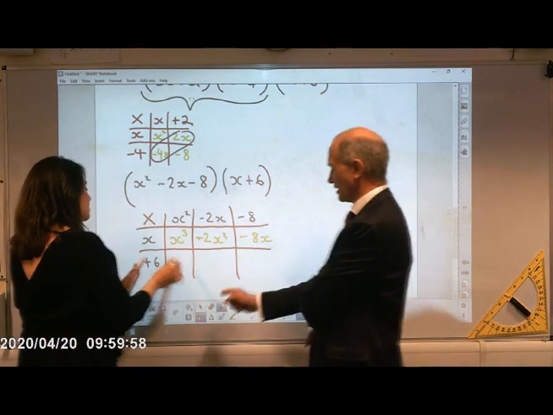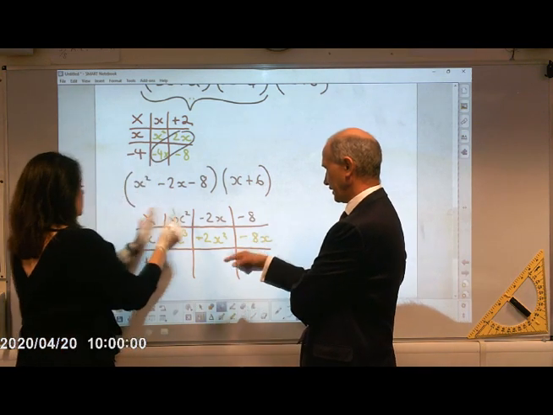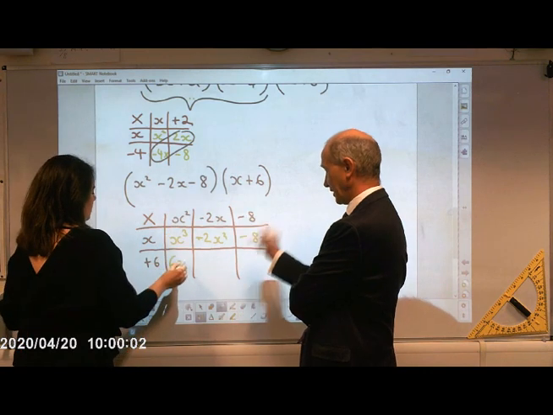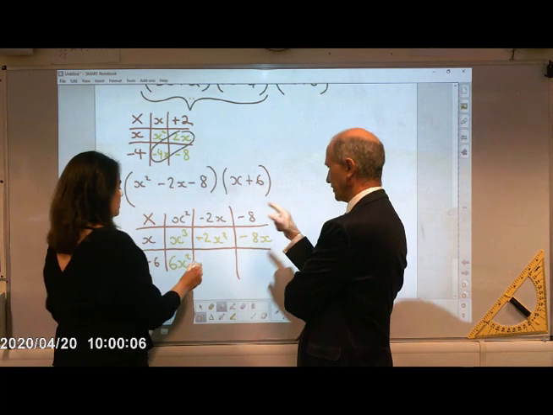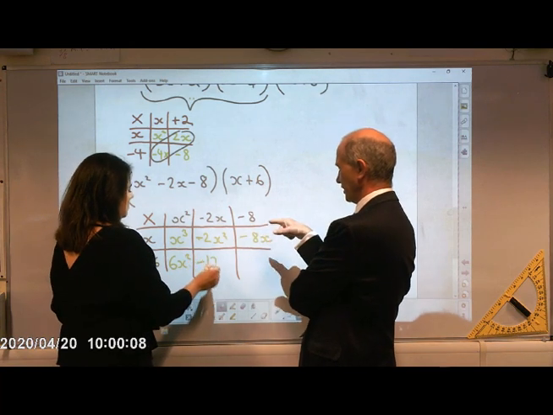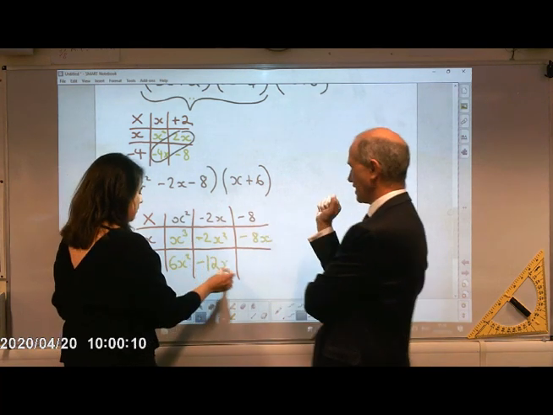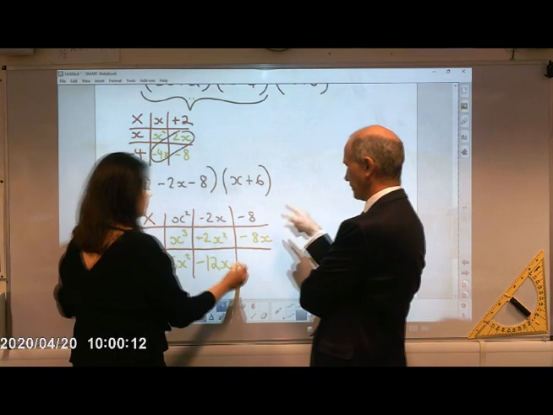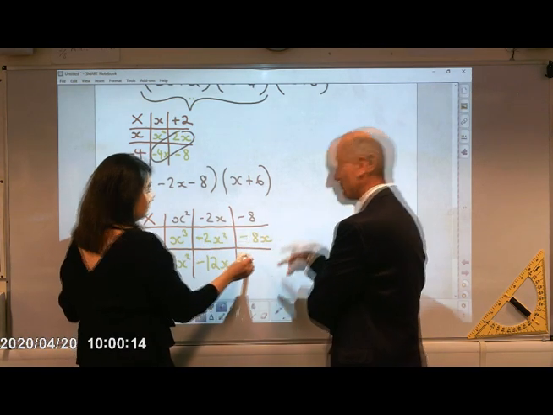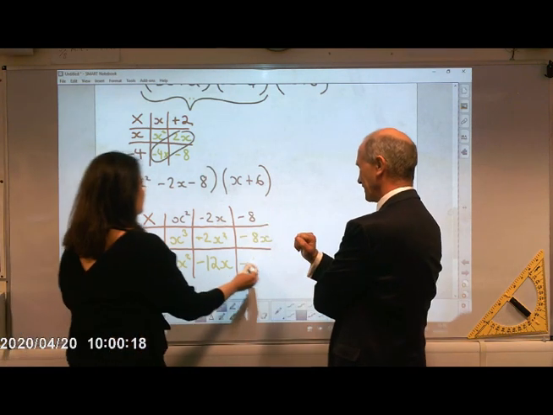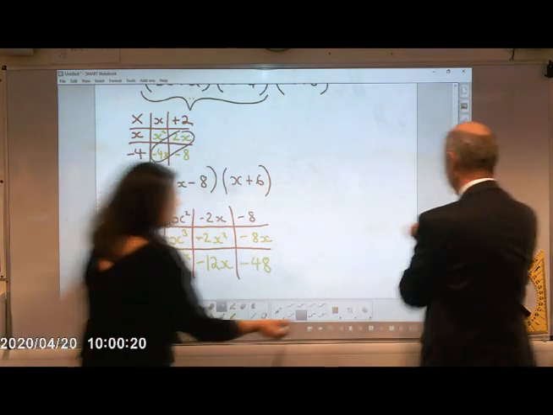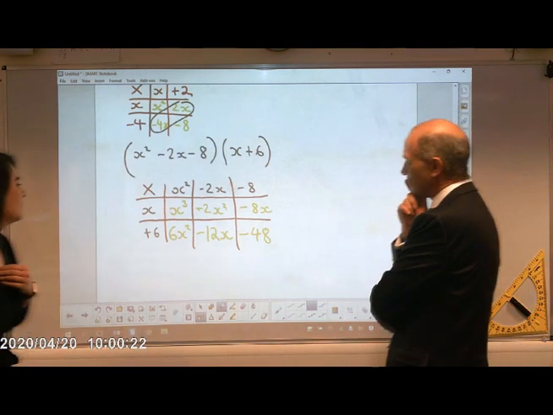Okay, now everything's going to be multiplied by 6. So 6 times x squared is 6x squared. 6 times minus 2x: 6 times minus 2 is minus 12, and then remember the x. And then 6 times 8 is 48, but one's a plus and one's a minus, so minus 48. Now your simplifying happens in a very similar way.